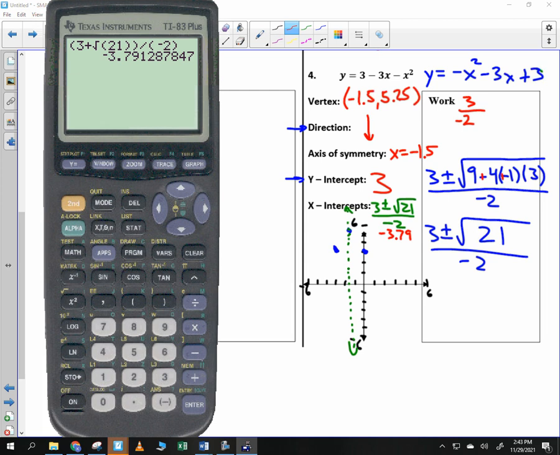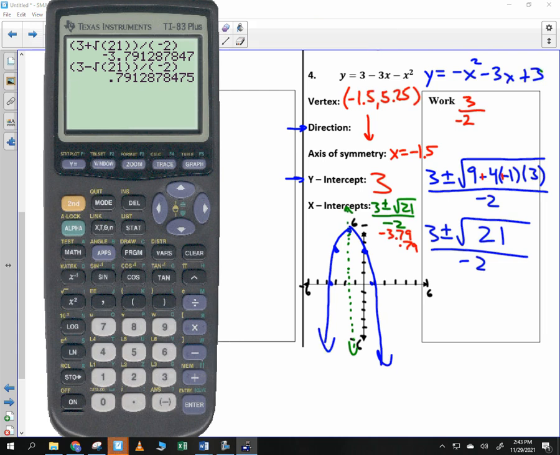And then I'm going to do the same thing. Parentheses 3 minus the square root of 21. And I'll divide that by negative 2. And I get 0.79. So if we look at our graph, we notice 0.79 is going to bring us close to 1, and negative 3.79 is going to bring us close to negative 4. And those fit really nicely with the rest of my graph. And I have a very nicely shaped parabola. That'll give us a 4 out of 4 on the test for that problem.